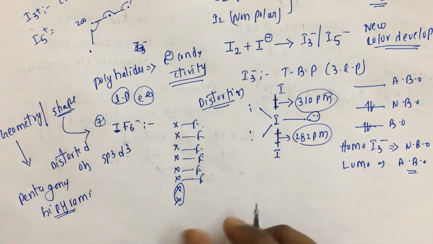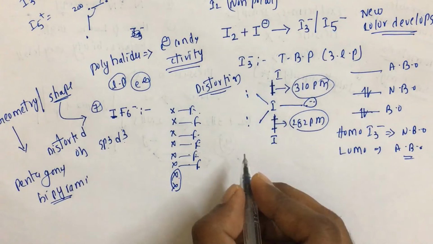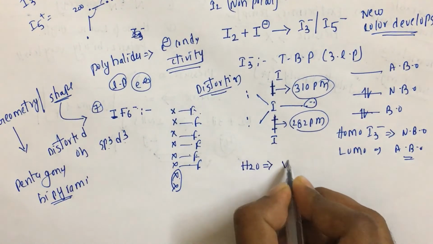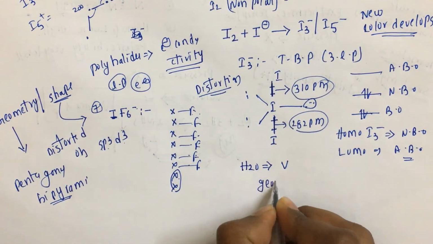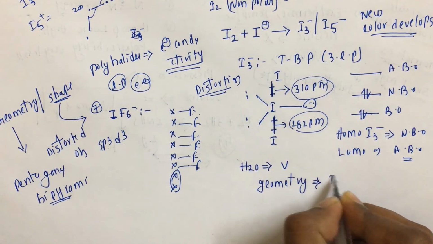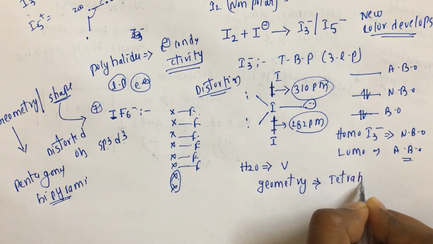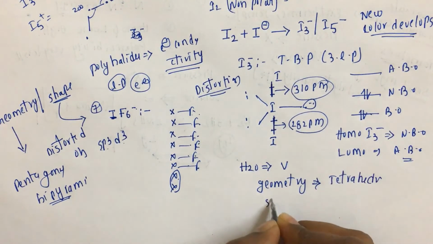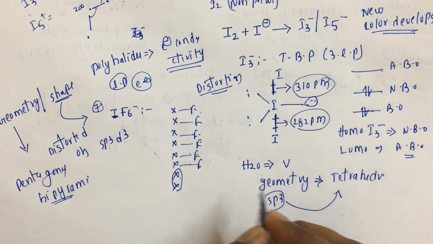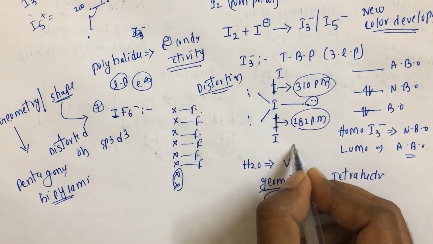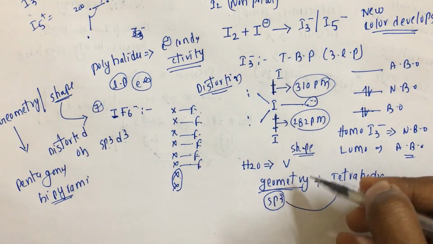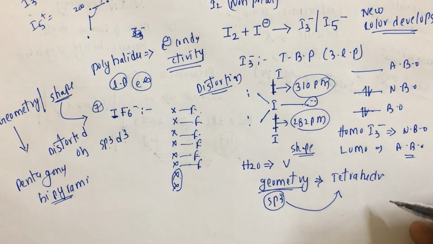And don't get confused. When we take water, the shape of water is V shape, but when they ask the geometry of water, that is tetrahedral, because this is sp3 hybridization, so the sp3 hybridization geometry has to be tetrahedral. So that is the difference between geometry and shape. When they ask shape, it is V shape, and when they ask geometry, it will come under tetrahedral.